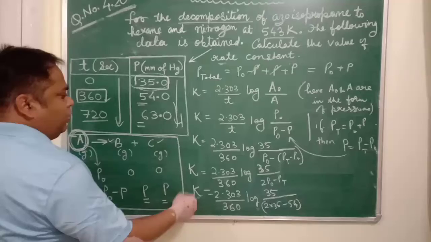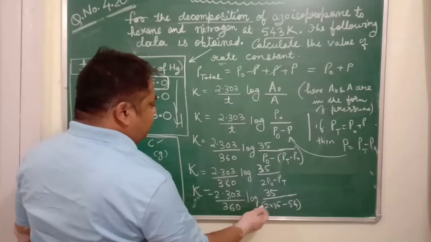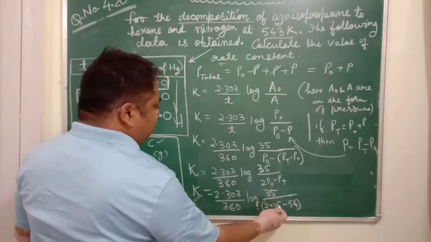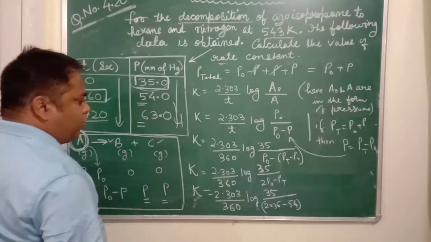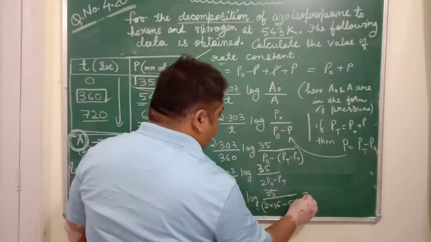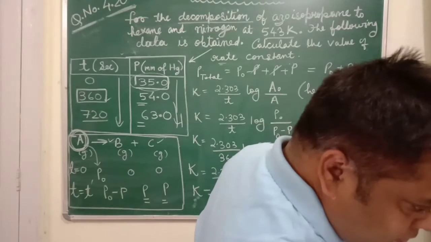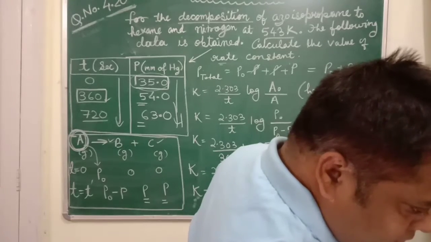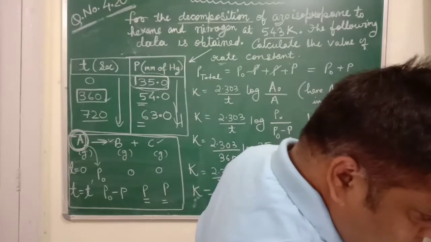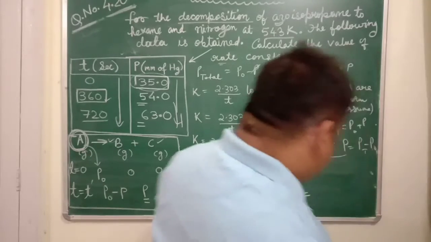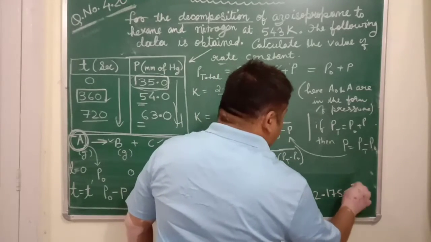Now we can find out the value of K very easily because we know how to find out the value of any term which is followed by a log. So this is a very easy calculation. If you calculate all these, the value is going to come out to be 2.175 into 10 to the power minus 3 seconds.